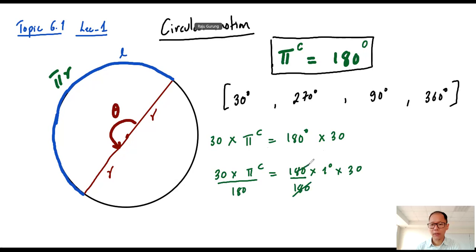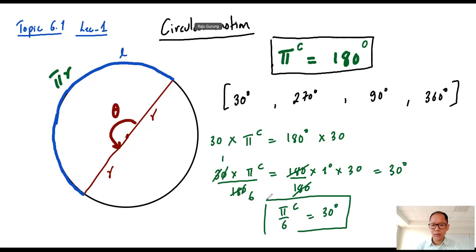I can cancel the 180s. So 1 degree into 30 degrees, 30 is just 30 degrees. Now I have 30 degrees on the right side. Whatever number I can simplify on the left side becomes my angle in radians. So 3 times 1, and 3 times 6 is here. So pi over 6 radian is basically 30 degrees. All of this I got by using the definition that we derived earlier. Now let's try one more, and I leave the others for you to do.